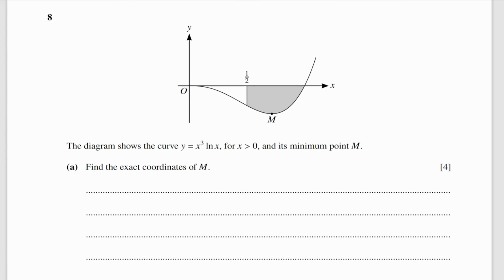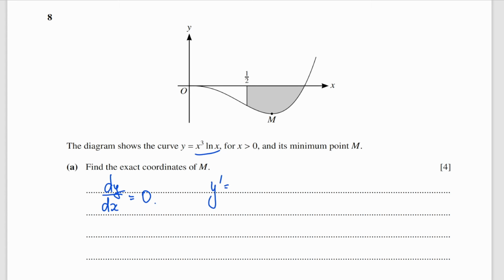Right, next question, some calculus. First, find the exact coordinates of point M, which is the minimum on this curve. What do we know about the minimum? It's a stationary point, so therefore the derivative at this point must be equal to 0. So let's differentiate this.